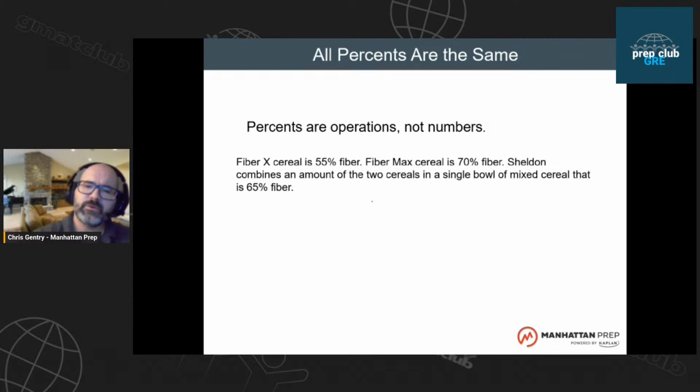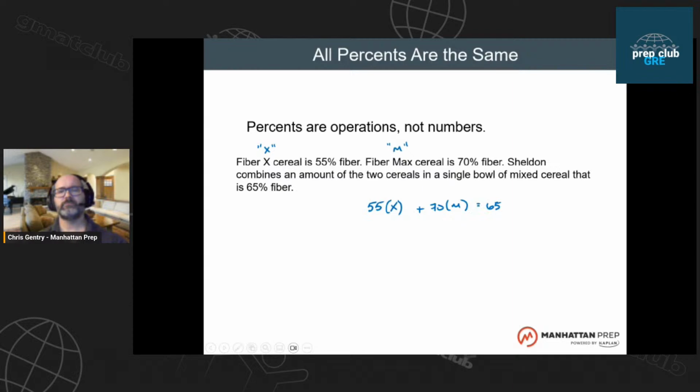I saw a student do this one time. 55, and I'll use X for fiber X, and I'll use M for fiber max. 55X plus 70M equals 65. Bilal is suggesting convert them to decimals. So maybe we would look at this and say those really should be decimals. So it makes it 0.55x, 0.70m, and 0.65.